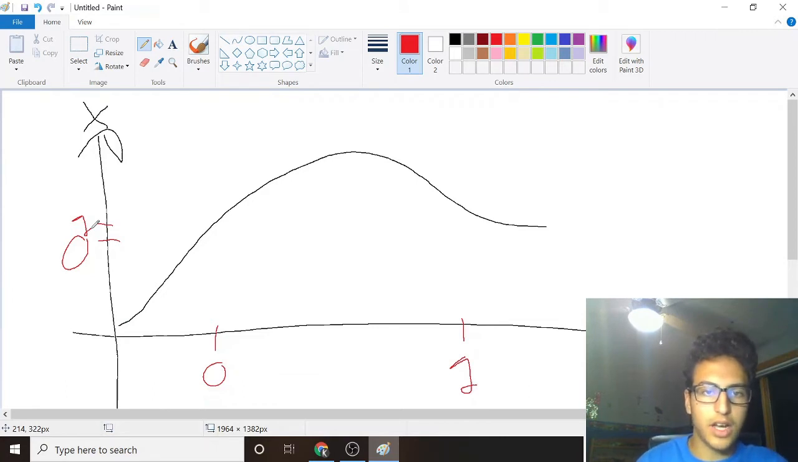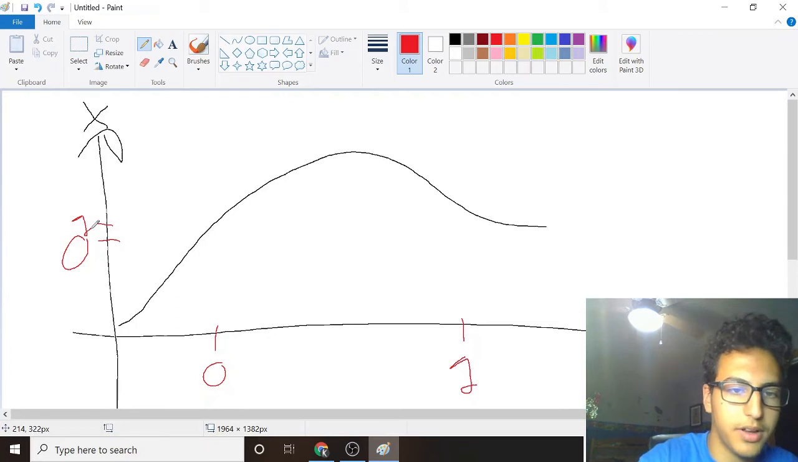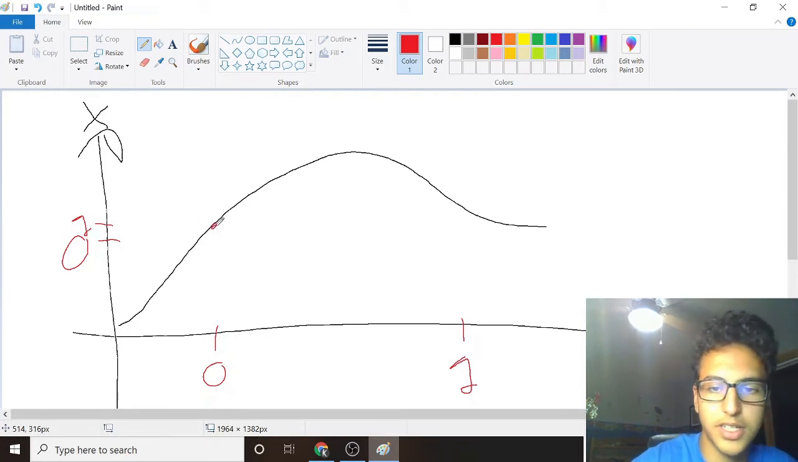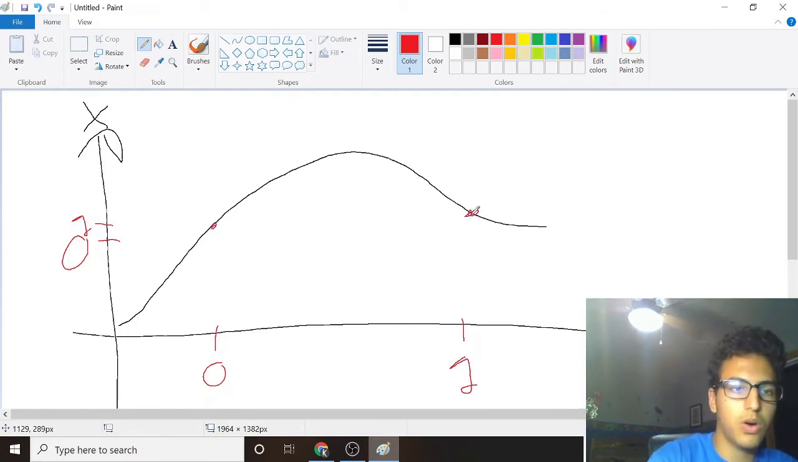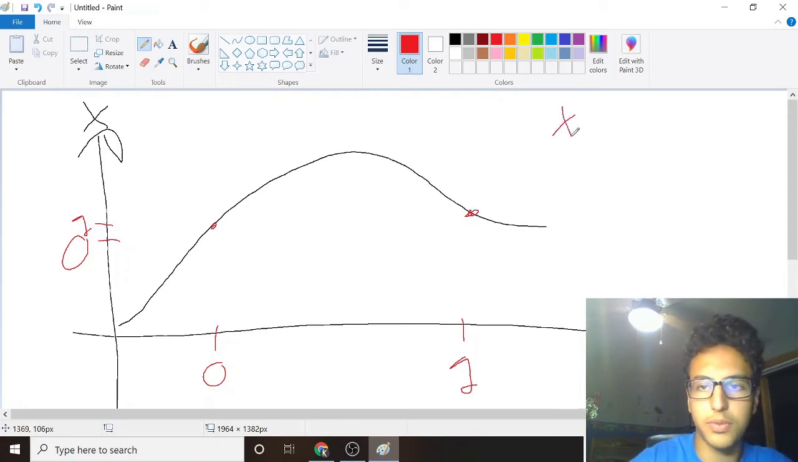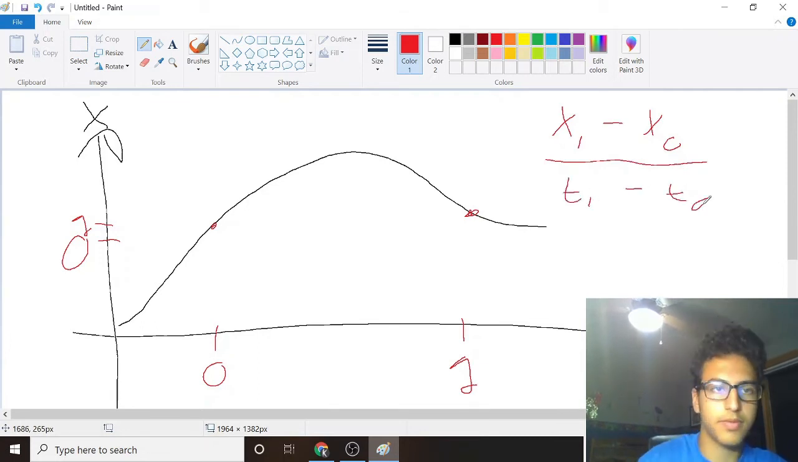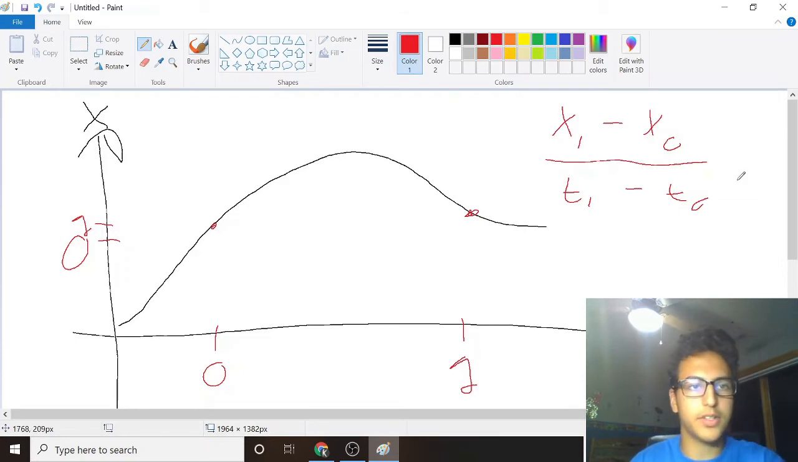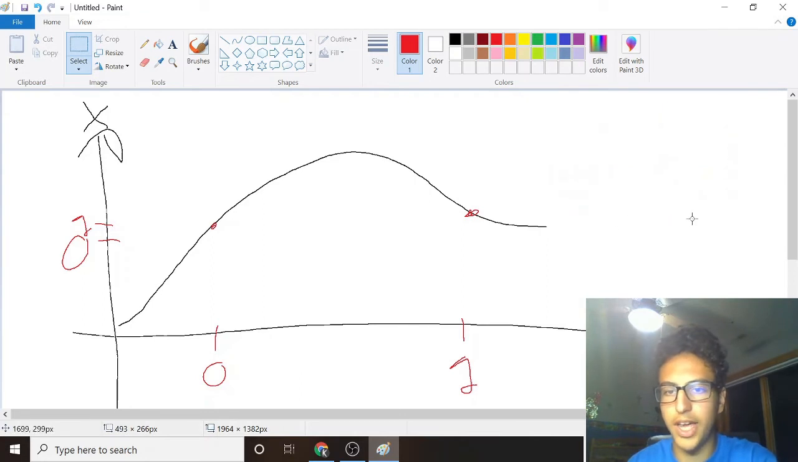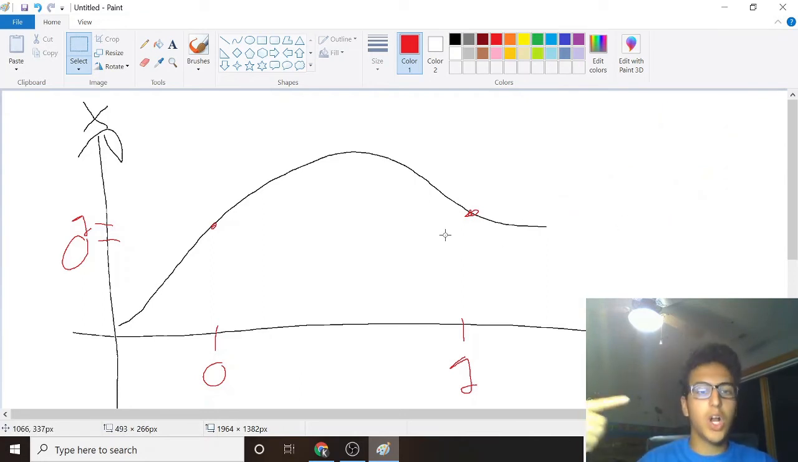So let's say now that we wanted to find the average velocity from 0 and 1. Well, it would be the change in displacement over a change in time, or x1 minus x0 divided by t1 minus t0. Okay, good. So now, let's say we bring these two times closer and closer together. We make this a differential change.